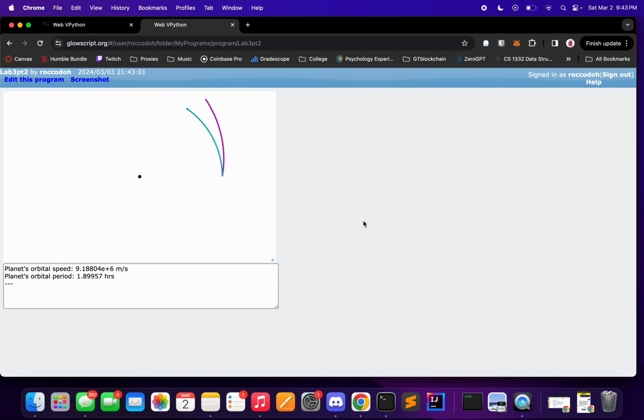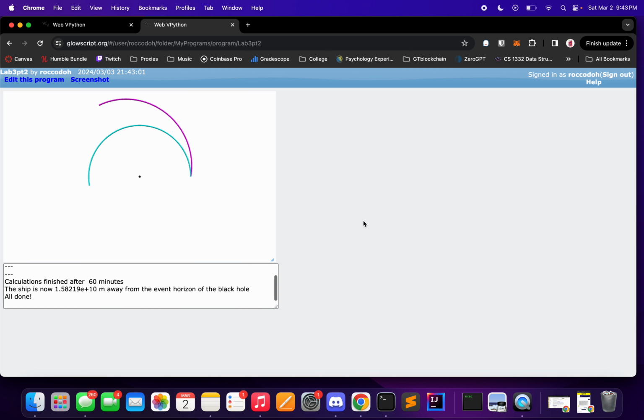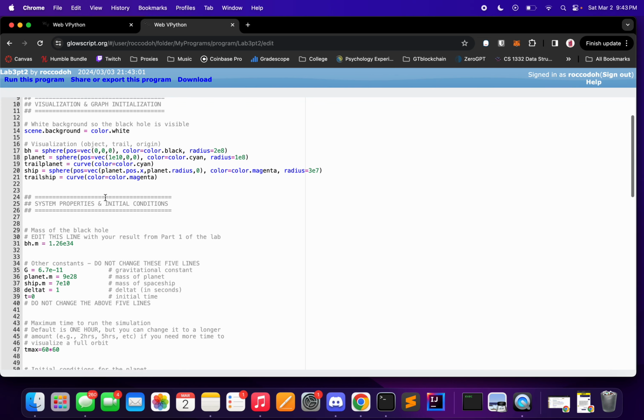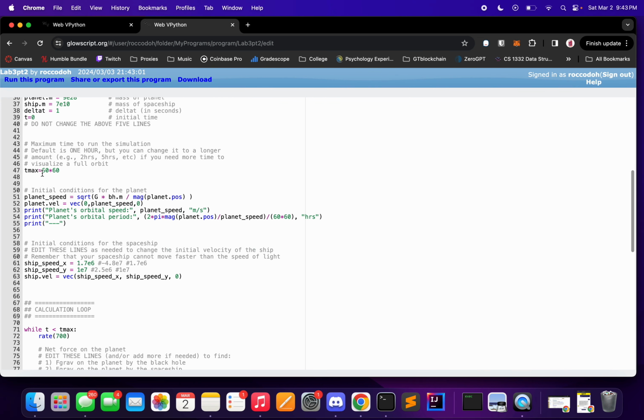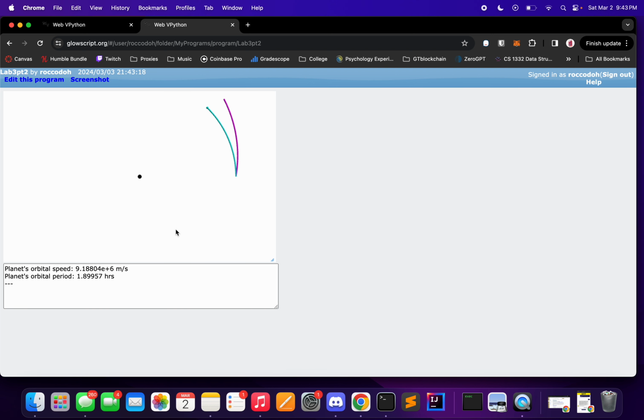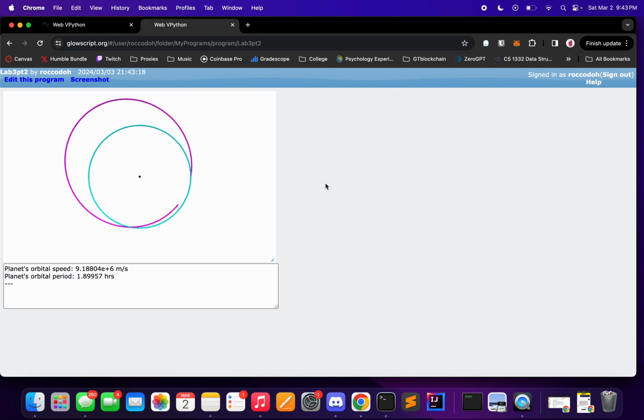And then we have a little orbit. Oh. Let me increase the time, because those calculations are only over a day. So if we increase that, we'll see that it'll eventually reach an orbit around the black hole. There we go.